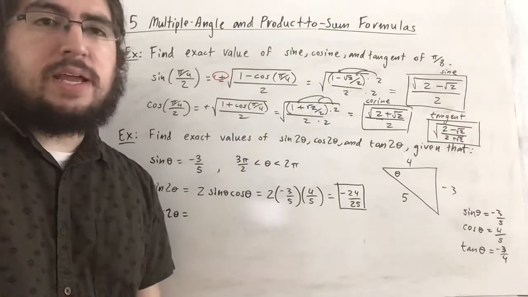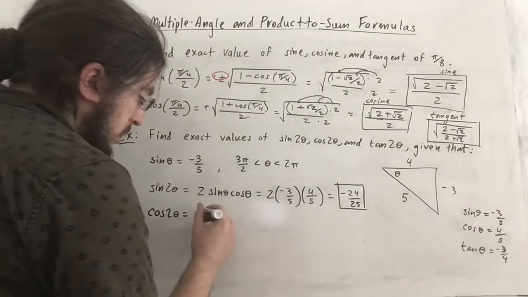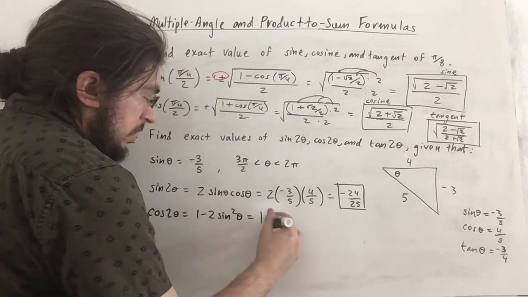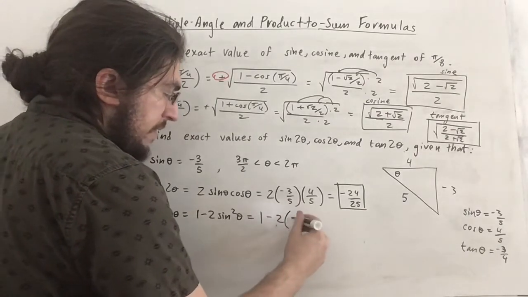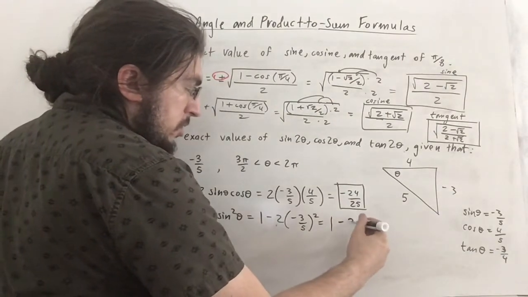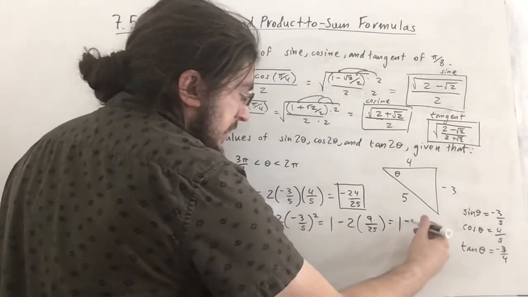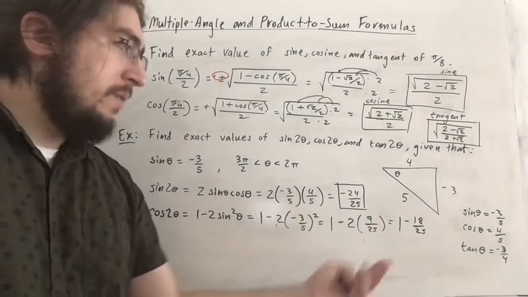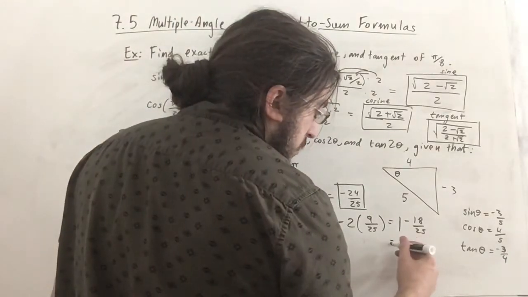And now for cosine of 2 theta, we can actually use whichever one we want. But remember, there are 3 variations. I'm just going to use the one that involves sine. So it was 1 minus 2 sine squared. So it's 1 minus 2 times, sine is negative 3 over 5, so negative 3 over 5 squared. That's 1 minus 2 times 9 over 25, which is 1 minus 18 over 25. And since 1 is 25 over 25 as a fraction with denominator 25, we end up getting 7 over 25 in total.